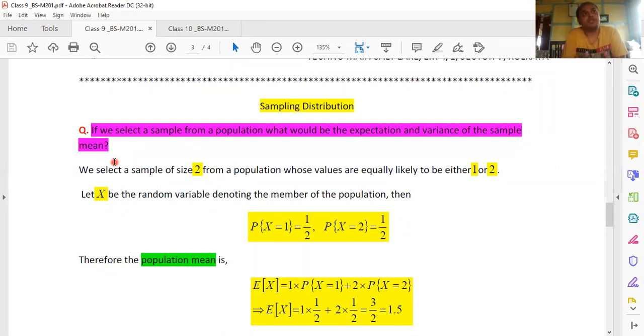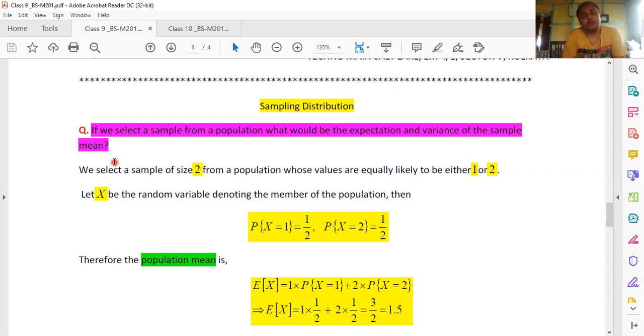Since population study is not possible, we go for sample study. We do this study to draw some kind of conclusion regarding the population from which the sample has been drawn. How it is done will be discussed in a later part of our syllabus. But first of all, we have to understand what sampling distribution is.